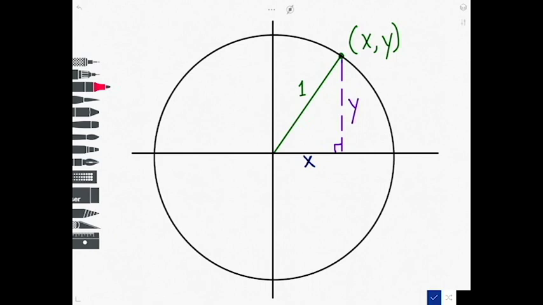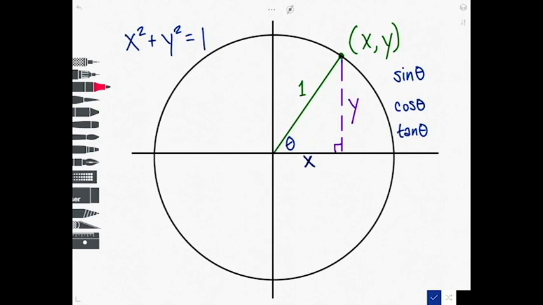And if I just do a little Pythagorean theorem, I would note that x squared plus y squared would have to equal 1, the hypotenuse squared, or 1 squared. But moreover, if I want to talk about this angle here, I can find trig values for it: the sine of theta, the cosine of theta, and the tangent of theta.